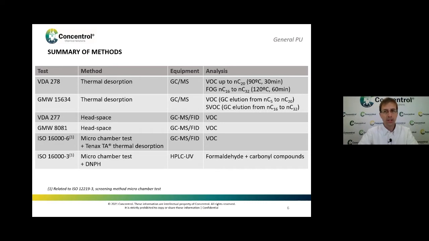Headspace methods can analyze some of these highly volatile substances, but the most widely used techniques for the analysis of aldehydes, aromatics, and also some VOC in general are the microchamber test and sampling bags that are able to analyze, using gas chromatography, the VOC, and using liquid chromatography, usually with DNPH cartridges, the carbonyl compounds like acetaldehyde, formaldehyde, and propionaldehyde.